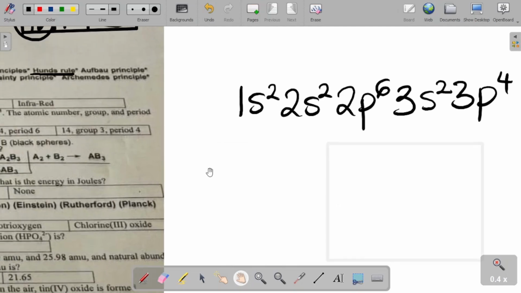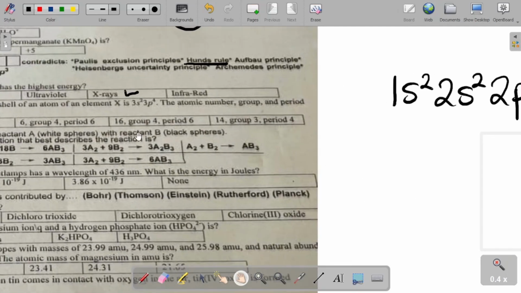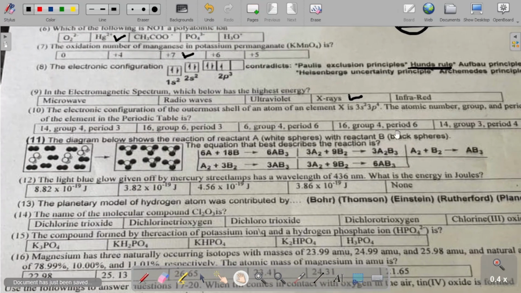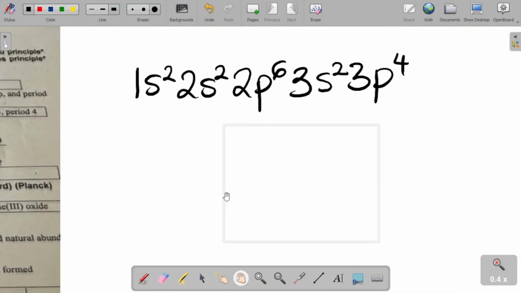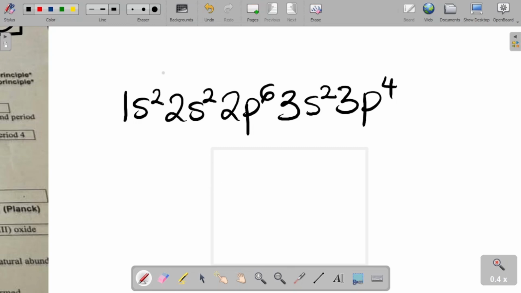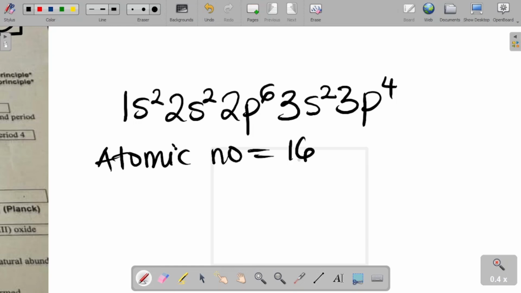Now back to this, we are asked to find the atomic number, group, and period. How do you get atomic number? We get atomic number by adding their powers. The power here is 2 plus 2, that's 4. 4 plus 6, that's 10. 10 plus 2, that's 12. 12 plus 4, that's 16. So atomic number 16. So I'll write this down. Atomic number is 16.